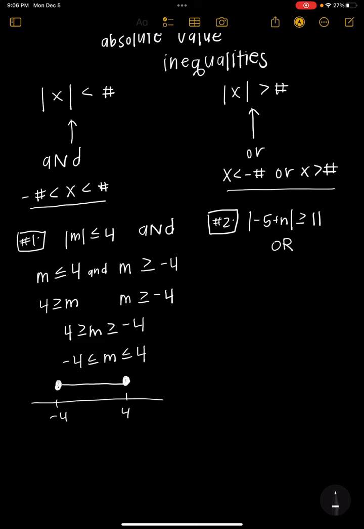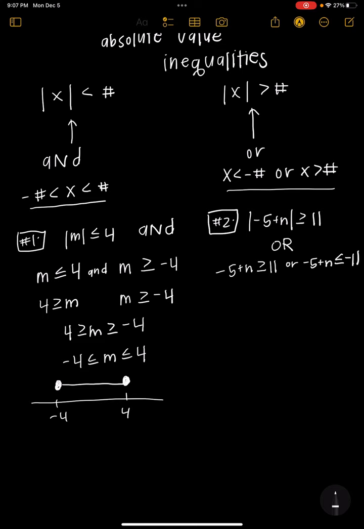So now I'm going to write my two equations. I'm going to say negative 5 plus n is greater than or equal to 11. And then or negative 5 plus n is less than or equal to negative 11. Remember, when we switch the sign on the answer portion, we also switch the inequality.